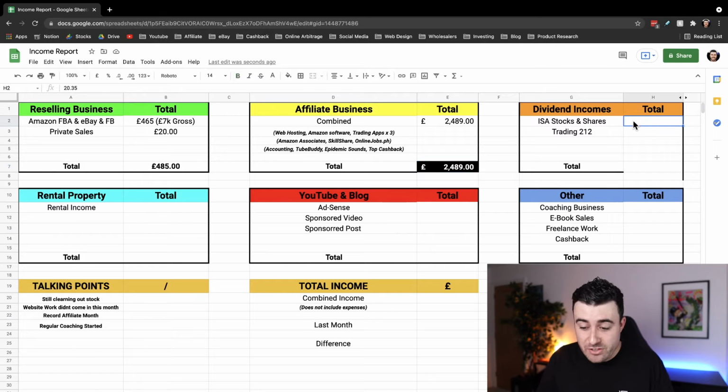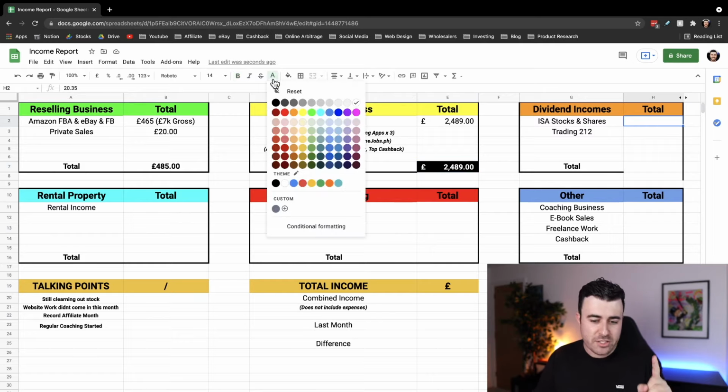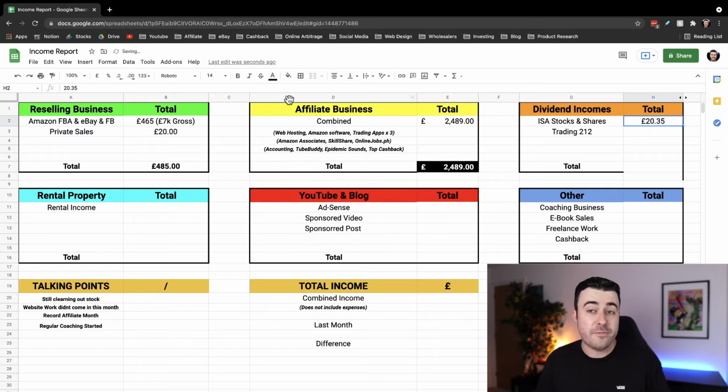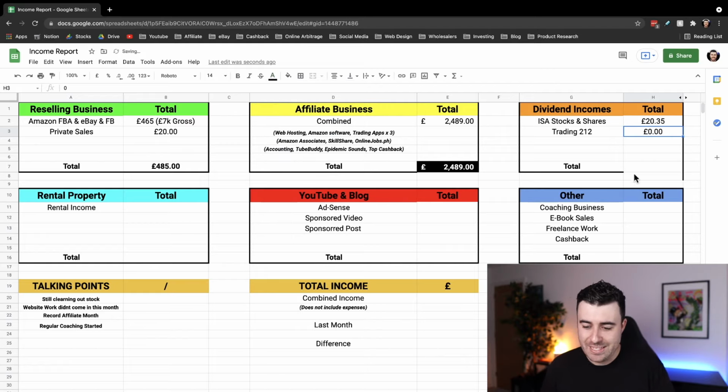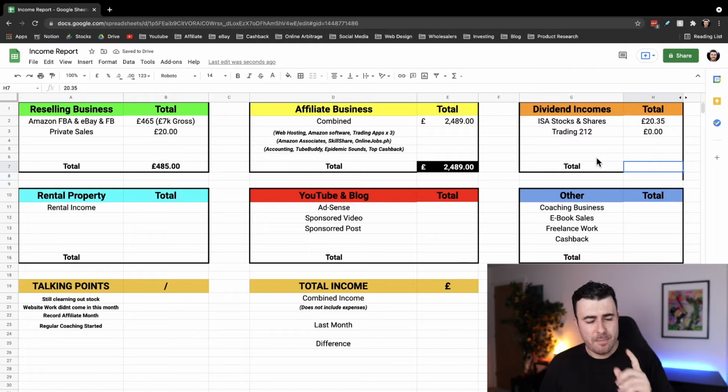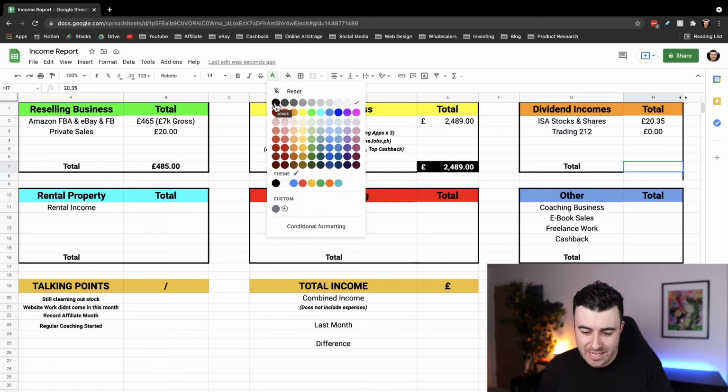But in terms of dividends, I did get some this month. I believe I got some from Coca-Cola, and then I got some from my Apple investment, and the total of that was £20.35. This money just simply gets completely reinvested into buying more shares. In terms of my Trading 212 account, I didn't get any dividend payments at all because I've only got one dividend paying stock in that one, and that is Walmart, which paid me a dividend maybe about a month ago, I want to say. So it won't be for another couple of months before I see any dividends from that one.